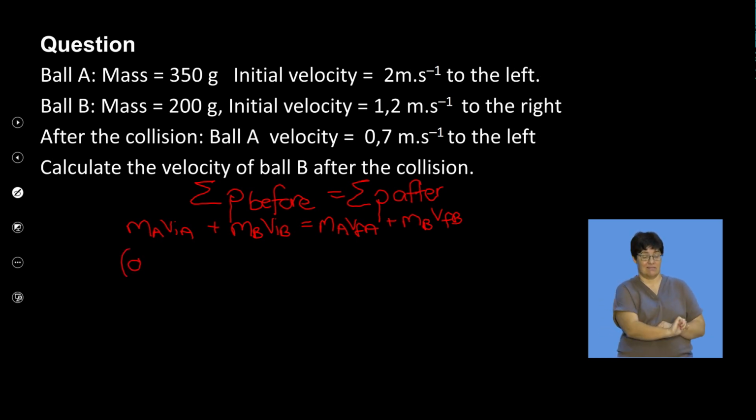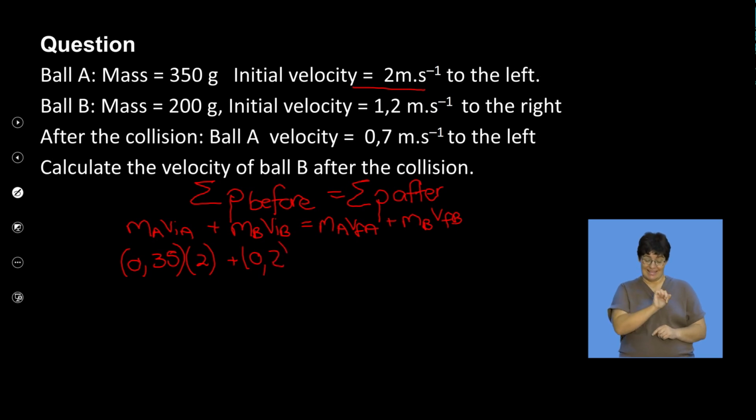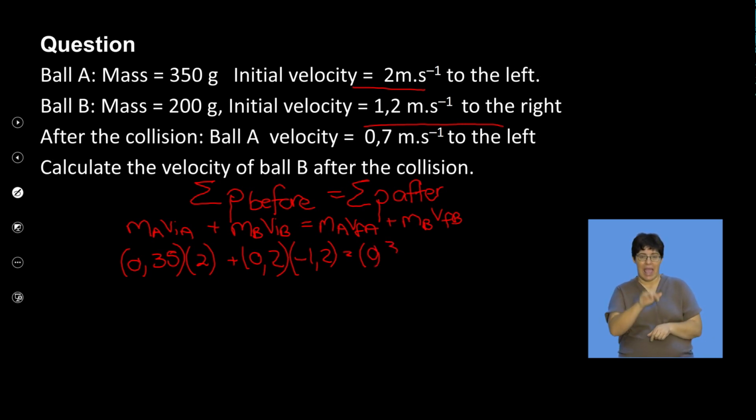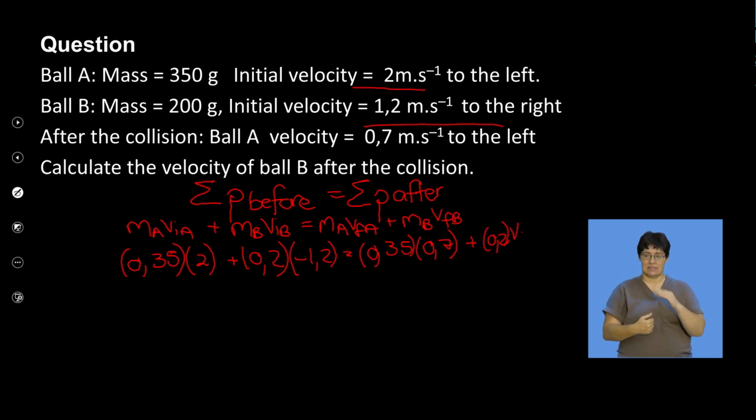Now we substitute in. We've done the science, actually. So 0.35. A was going to the left initially, so that's positive 2. B is 0.2. It was going to the right, so it's negative 1.2. Afterwards, A's mass hasn't changed. It's still going to the left, so it's still a positive 0.7. And I know the mass of B, I just don't know the velocity.